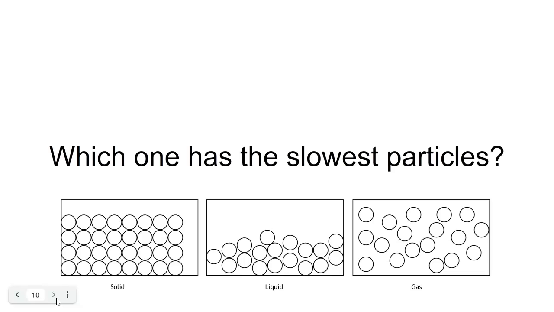Which one of these has the slowest particles? The solid, the liquid, or the gas? The solid has the slowest particles, right. They're vibrating in place, where the liquid will float past each other and the gas will fly everywhere.